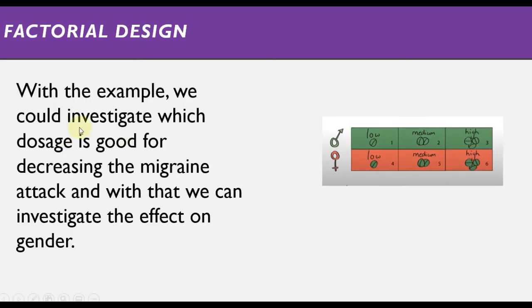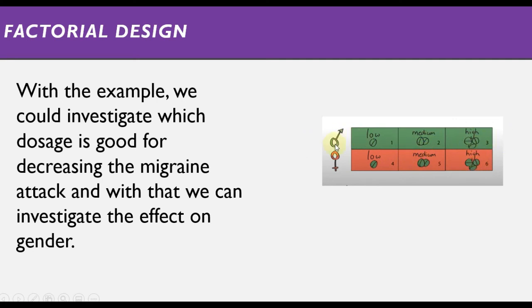Okay? With the example, we could investigate which dosage is good for decreasing the migraine attack, and with that, we can investigate the effect of the gender. Okay? So, meron tayong halimbawa, ito ay male, ito naman ay female. Pagkatapos, low, medium, and high. Okay? How much ang effect ng tao na ang dosage niya, how much migraine experiencing ng participants. Kung ang dosage niya ay naglagay tayo halimbawa 500 mg, both to 500. Ito naman ay 1,000, ito naman ay 1,500 mg.